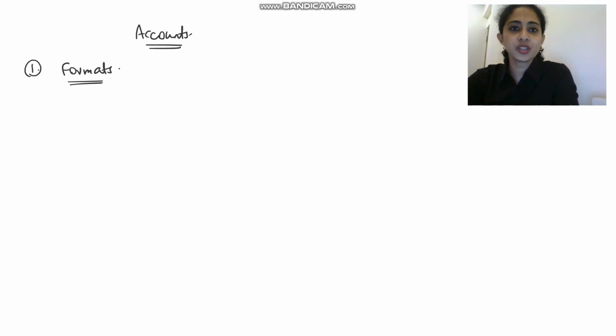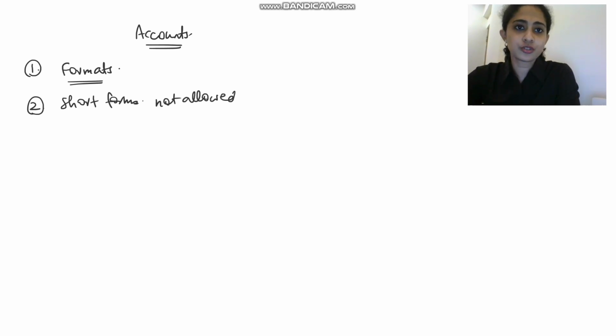If you don't put the proper format, if you make a mistake in the format, then you will stand to lose a lot of marks even if you have knowledge of how to solve the question. So the importance of formats can never be underestimated. The second thing you have to be sure about is you should not make this mistake. In other words, please don't use short forms. Short forms not allowed. You cannot use short forms in the exam.